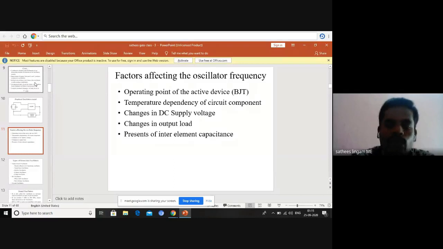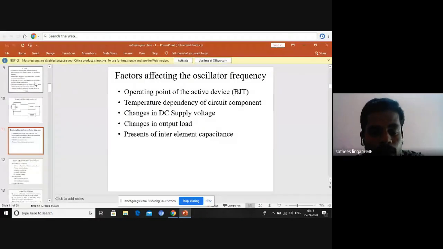Then the second one is the temperature dependency of the circuit. This is the culprit causing all those problems in our electronic circuitry. Temperature cannot be constant. In our area it is 27 degrees centigrade, 26 degrees centigrade, and it keeps fluctuating. When you go to a very hot area, it may increase, 29 to 30, like that.